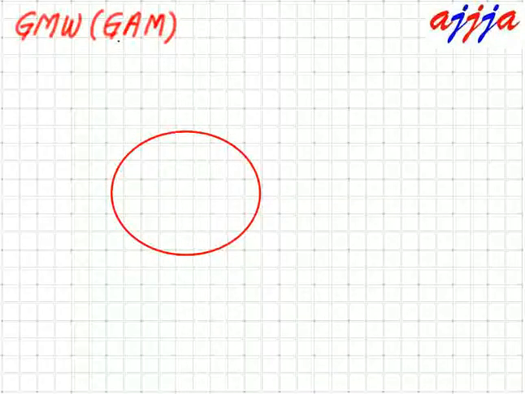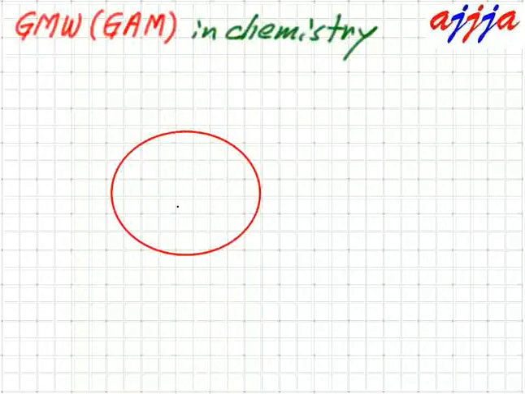GMW, or GAM. GMW is gram molecular weight, or gram atomic mass, in chemistry. That's right. We're talking about chemistry.